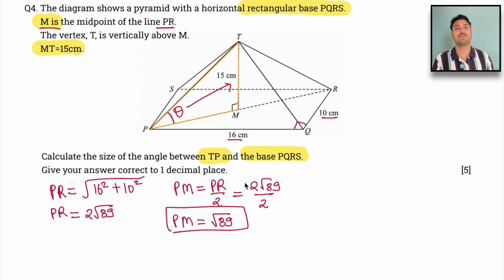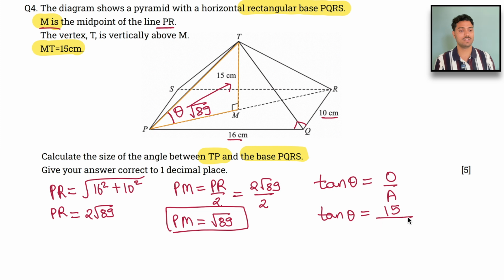We will not round this up or write it in decimal because again this is not the final value. So we'll write the PM value as root 89. We'll use this and we'll round up the final answer. So now we can find theta. Here we can apply tan theta, which is equal to opposite upon adjacent. So tan theta is equal to opposite, that is 15, divided by adjacent, that is root 89. So we can write theta as tan inverse 15 divided by root 89, correct up to one decimal place.